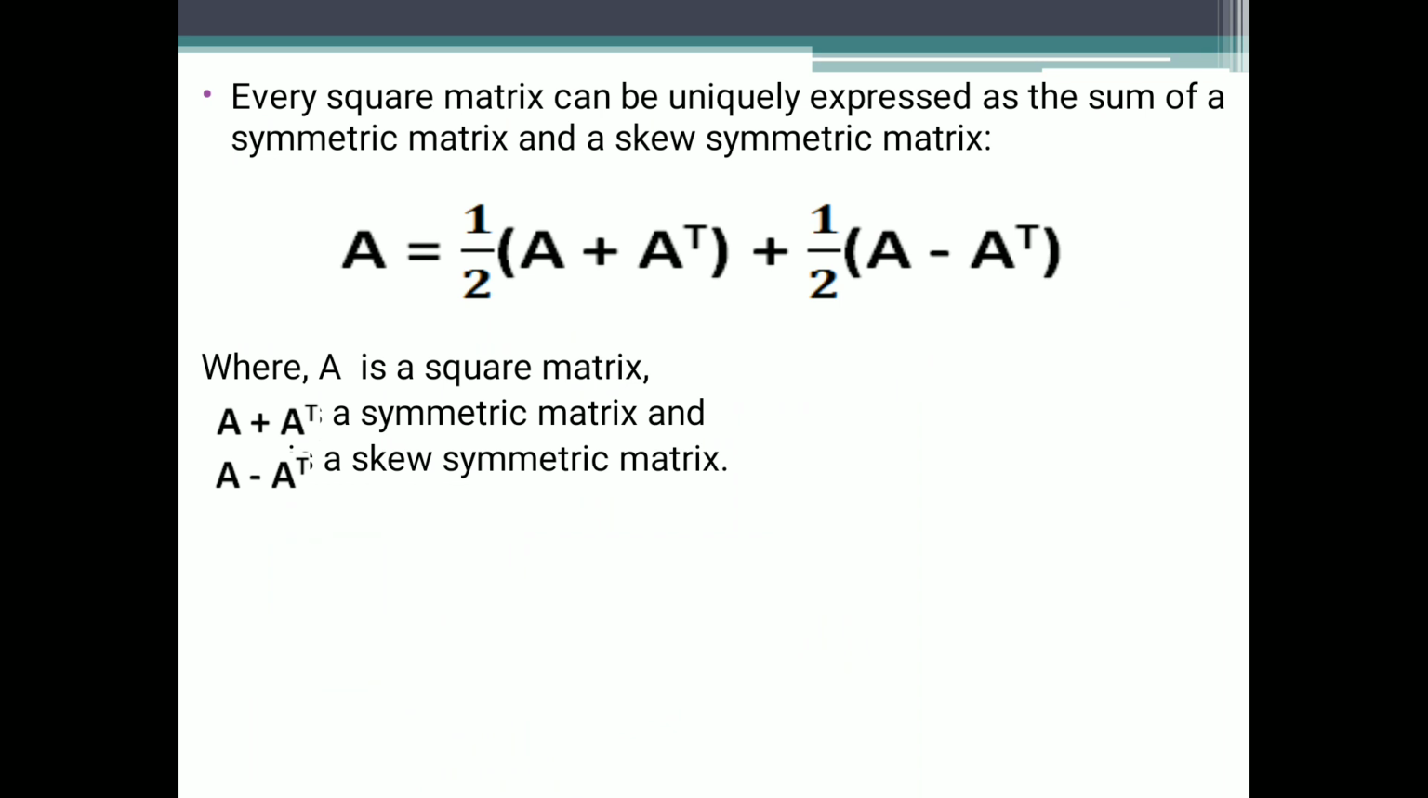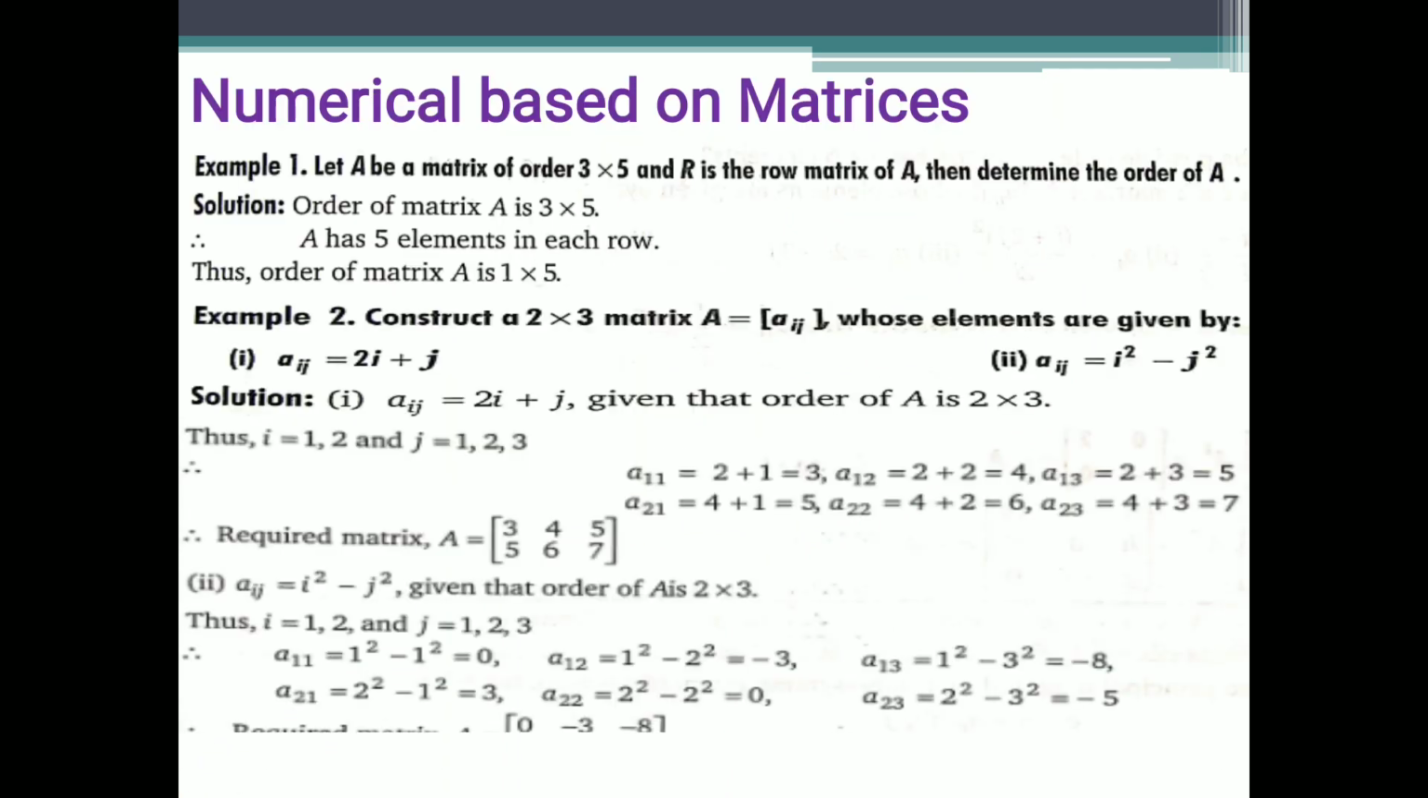Last but not the least, every square matrix can be uniquely expressed as the sum of a symmetric matrix and a skew matrix. If we do the summation of both the matrices, symmetric matrix and skew matrix, then we will get this. So A plus A transpose, just now we have discussed, is a symmetric matrix, and A minus A transpose is a skew symmetric matrix. So when you do that, you get a square matrix. So let's move on to the question answer now.